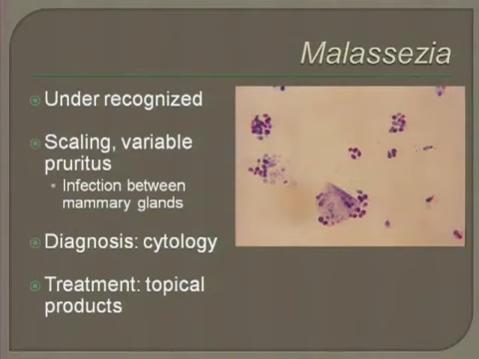Malassezia in the horse. The exact species of Malassezia that is in the horse is not exactly known. There are probably multiple different Malassezia species, but it's not known specifically which ones. And it is generally considered to be an under-recognized problem. You get scaling, you get variable pruritus. A common pattern that is observed is a local Malassezia overgrowth between the mammary glands, particularly in nursing mares. And basically, you diagnose it by cytology. Malassezia can cause a kind of greasy dermatitis, but really, you need to be able to see it on cytology to diagnose it.